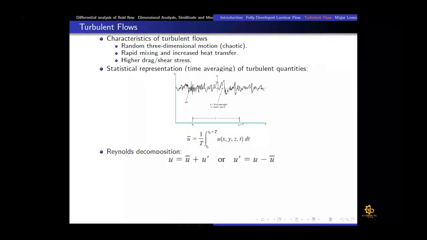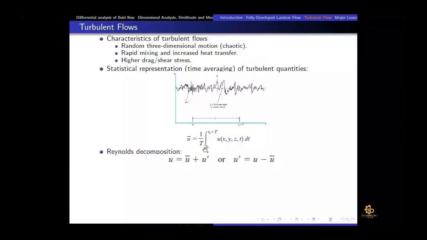The mean velocity component I have told you, and I have also told you that the instantaneous velocity can be decomposed into two components. One is mean velocity and one is fluctuation. Now, mean velocity can be calculated between two time instants, between t naught and t naught plus t, by integrating it with time and then dividing this integral by the total time of the integration, which is t in this case.